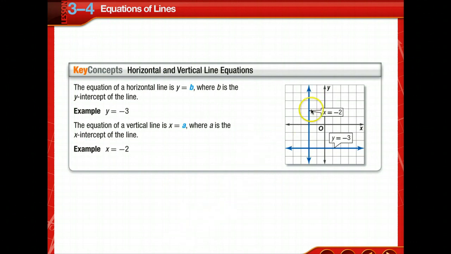Okay, key concepts about horizontal and vertical lines. The equation of a horizontal line is y is equal to some constant, like this one, y is equal to -3. That gives you a horizontal line, where b is the y-intercept of the line. The equation of a vertical line is x is equal to a, so you've got another constant, x is equal to -2. This one's slope is undefined.